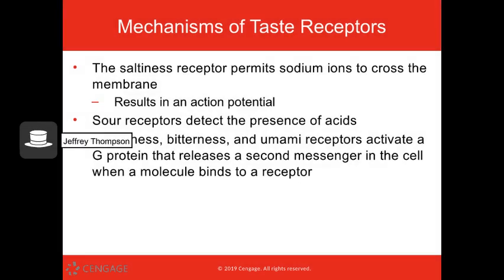So let's talk about the mechanisms of these taste receptors. Saltiness receptors permit sodium ions to cross the membrane, which results in an action potential. Sour receptors detect the presence of acids. Sweetness, bitterness, and umami receptors activate a G protein that releases a second messenger in the cell when a molecule binds to a receptor.